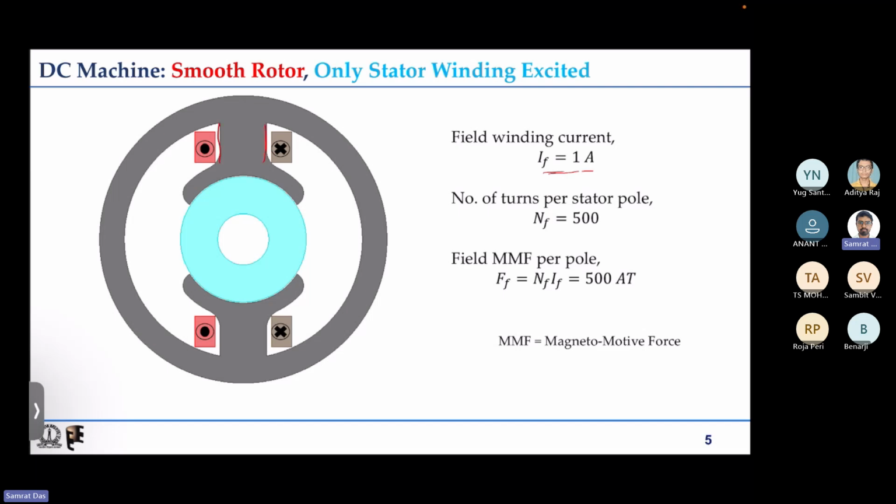So this is one stator pole. Sorry, this is another stator pole. So if this is the stator pole, on this we'll have different turns, we may have different layers of turns. So on one pole, whatever is the number of turns, that is indicated by NF. NF is the symbol used for that, that is number of turns per stator pole, that has been taken as 500.